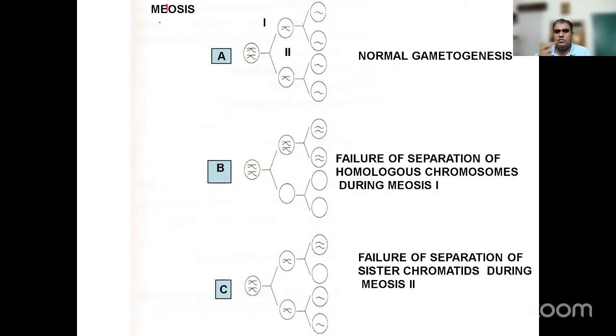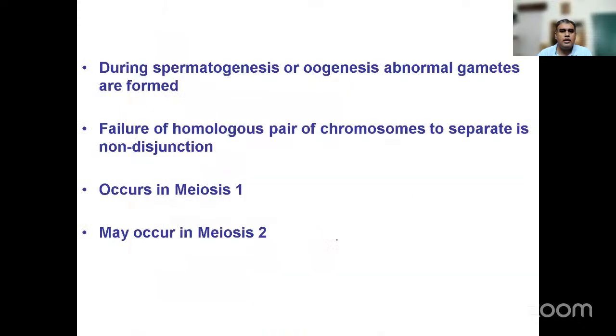So meiosis 1 and 2, that is a normal gametogenesis, as you can see over here, from which the four gametes are formed. Now, this is failure of separation of homologous chromosomes during meiosis 1 only. That was meiosis 1, that was meiosis 2 over here. When they don't separate, it is this factor, and when it happens in meiosis 2, it is right below in table C over here.